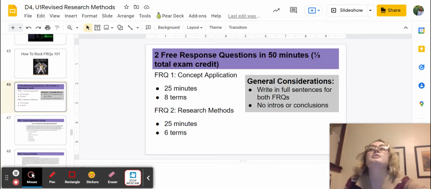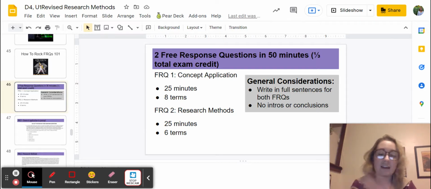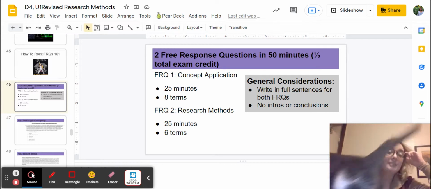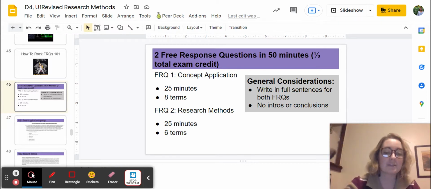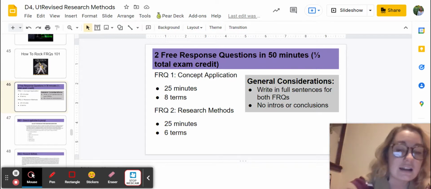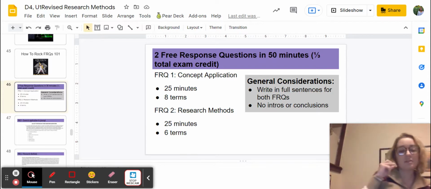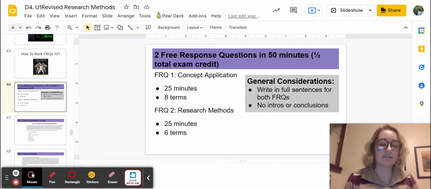So when it comes to FRQs, the first thing to note that I think is really nice: some people are not writers. We don't like to write essays and papers. Others of you are. That's fine. But this is great because with FRQs, if you like to be concise, get to the point, and be done with it, this is for you. You have to write in full sentences, but there are no intros or conclusions. You're not actually writing an essay. You're literally just getting straight to the point and answering what they're asking. You don't need to introduce it. You don't need to conclude it. You just go boom, boom, boom, boom, boom. I'm going to answer it and then I'm done.